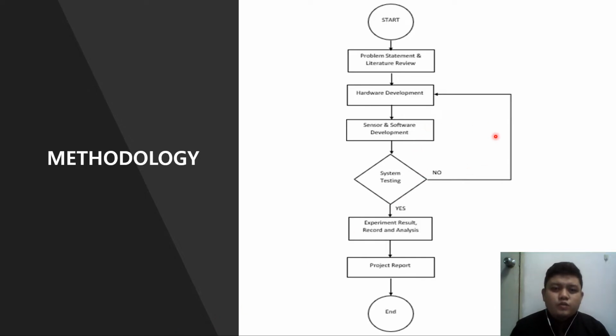Next, we move to the methodology. This is a flowchart of my project. First, we identify the problem statement and do some literature review. Then we start the hardware development and continue to the software and sensor development. Then we start to run the system testing. Then if the system testing is okay, we move to the experimental result and analysis. Then lastly, we start doing the project report.